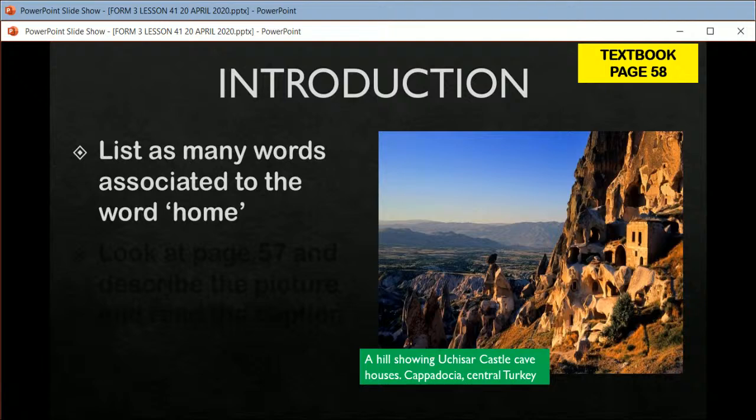Any words that you can think of related to home. Shelter, right? Good form, shelter. Hut, good, Ruth. House, right. Eiffel. Right, someone.